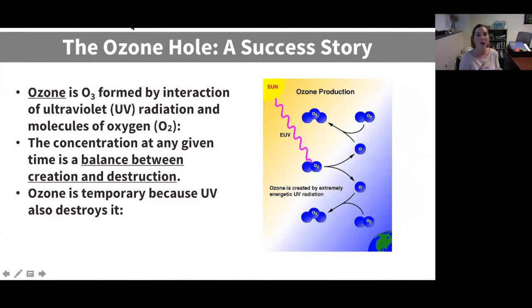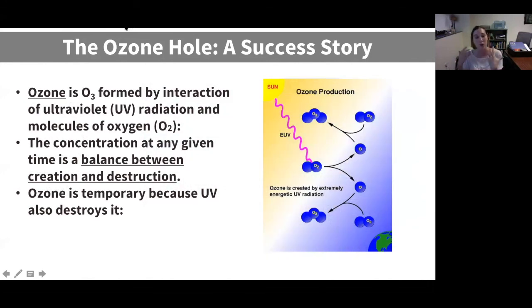Ozone is a molecule that's very important. It's produced in the upper atmosphere when UV light reacts with the oxygen gas in our atmosphere. It's regularly created and destroyed, but we have this rough balance. So it's a temporary molecule, which is slightly different than CO2.